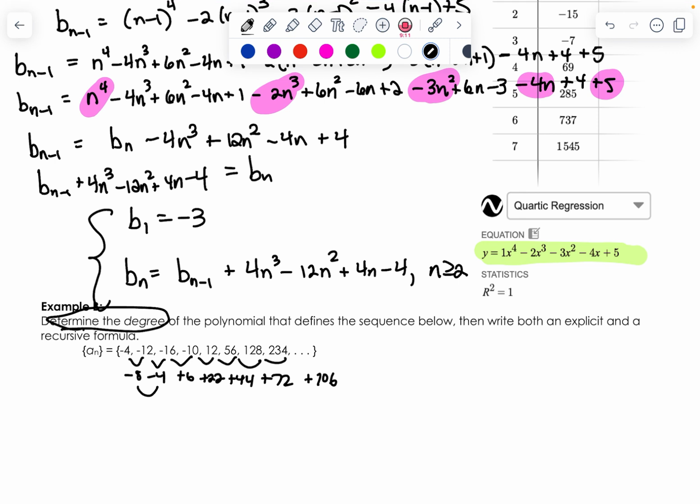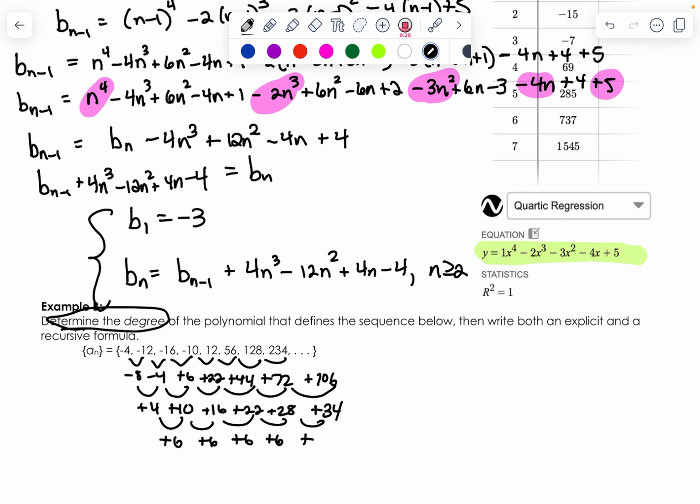All right, let's do it again. This is up 4, up 10, up 16, up 22, up 28, up 34. All right, up 6, up 6, up 6, up 6, up 6. So it's third degree or cubic.